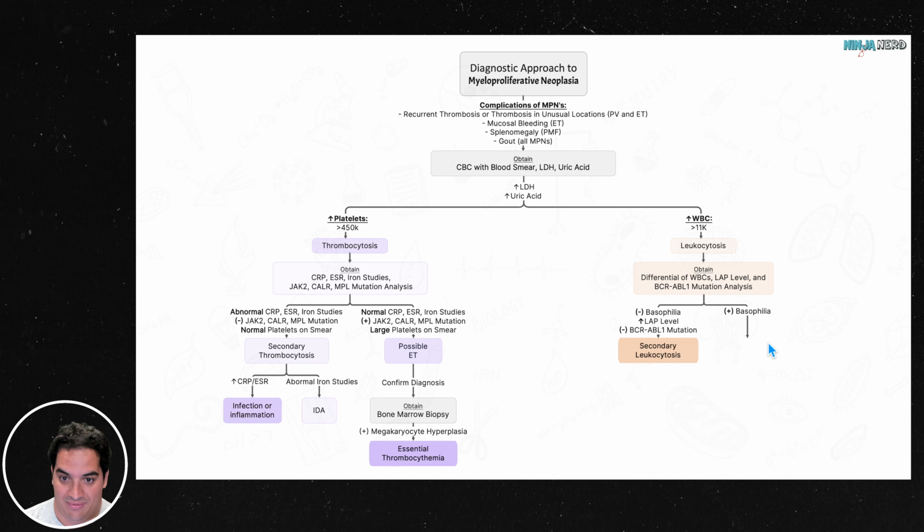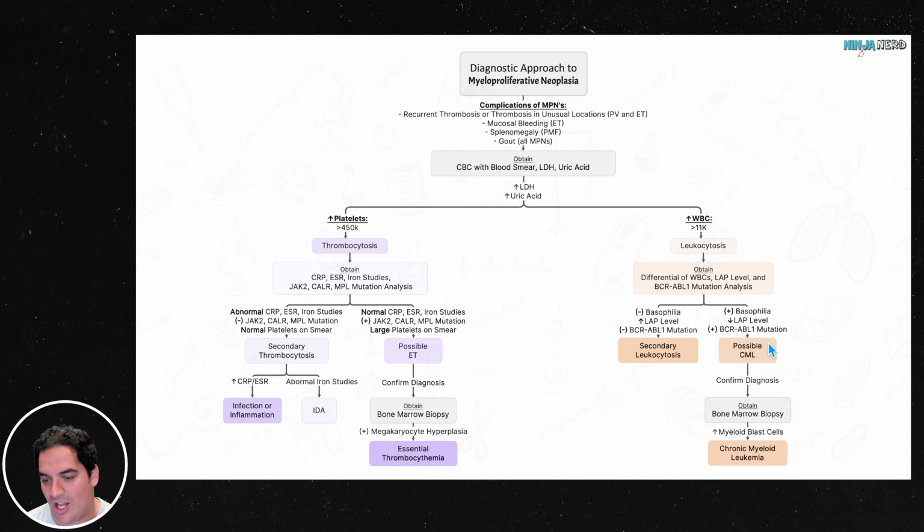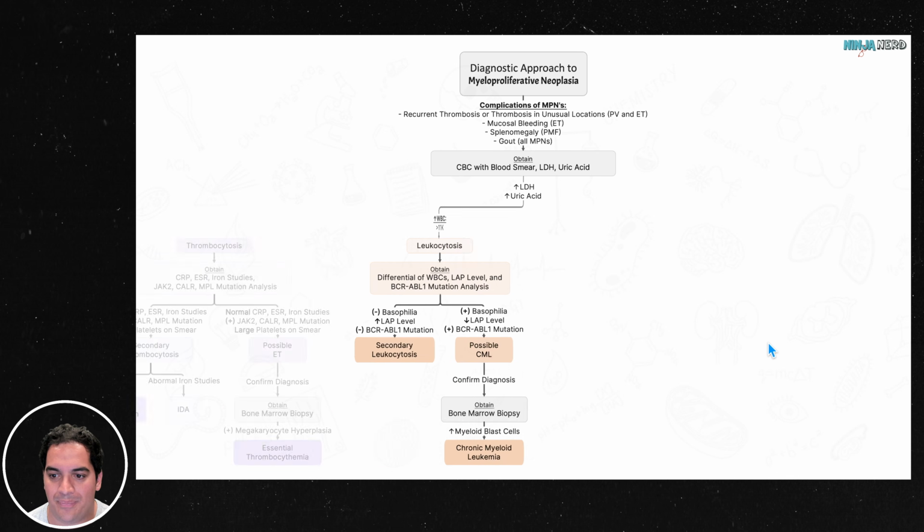If I see a basophilia, oh, that suggests more of a CML picture. Do they have a low LAP level? And do they have the mutation? That suggests more of the CML. You'll have to go the route of getting a bone marrow biopsy to really confirm that. I have what? Well, I got lots and lots of granulocytes at various different kinds of stages, and I even have some myeloblasts that are present. That's really what would tell me if I have CML, all right?